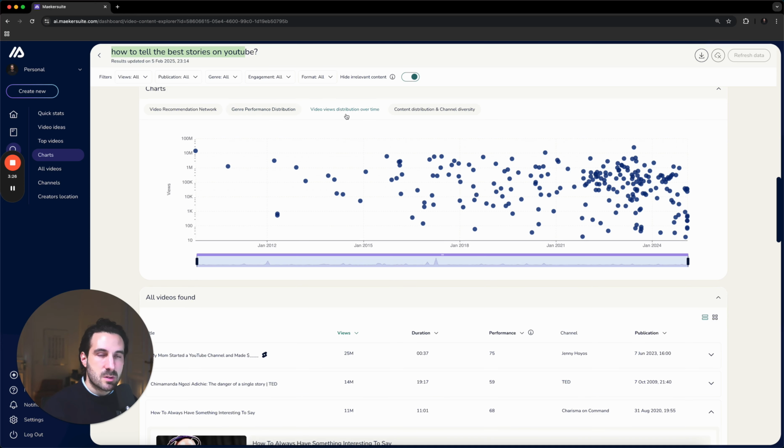Then video views distribution over time. This is quite self-explanatory. This shows you a timeline and the publication date of all the 220 videos that have been popping up during this research. And then what you see is whether a topic is hot or not. So for example, if you see a lot of the videos being published maybe in 2018 or 2019 and not so many videos being published right now, this could mean that either it's time for a new video, or maybe it means that the topic is dead.